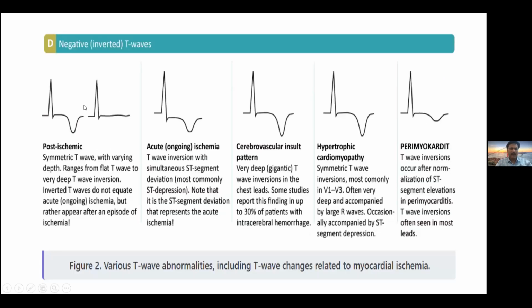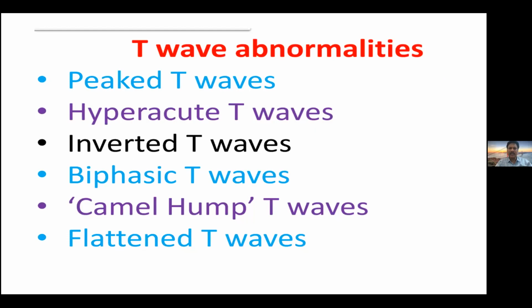So for the negative T wave, the ischemic T is symmetrical, that is most important. Symmetrical, just keep remembering this word. The ascending limb and descending limb are equal, and in acute ongoing ischemia there is also a symmetrical T wave. In cerebrovascular insult there is a deep T wave, and in HCM a deep T wave. When you have deep and gross T wave inversion, it can happen post CVA. So we'll see the T wave abnormalities one by one: peaked T waves, hyperacute T waves, inverted T waves, biphasic, camel hump, flattened T wave, the various T waves we can see.